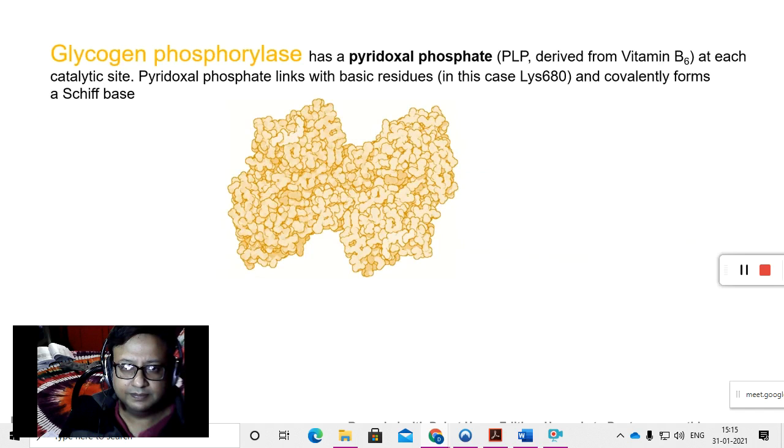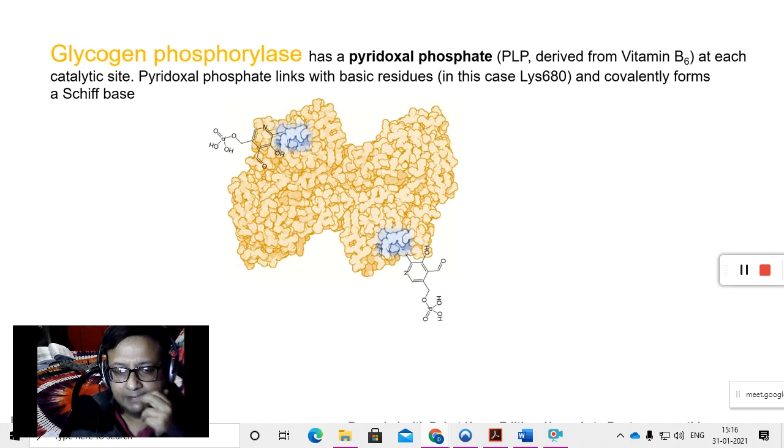So let's talk about glycogen phosphorylase in a bit. Glycogen phosphorylase has a pyridoxal group, or PLP, which is derived from vitamin B6, at the catalytic site. It has two catalytic sites, and each of these has PLP, and PLP has a very important role in the enzymatic reaction mechanism. It forms a Schiff base with the basic amino acid lysine 680, and in a moment we would understand why it is important. Glycogen phosphorylase breaks the alpha 1,4 glycosidic linkage, right? In a couple of minutes we would understand the mechanism behind that.